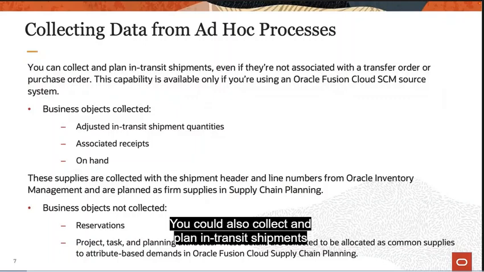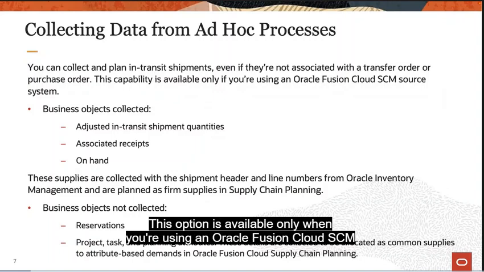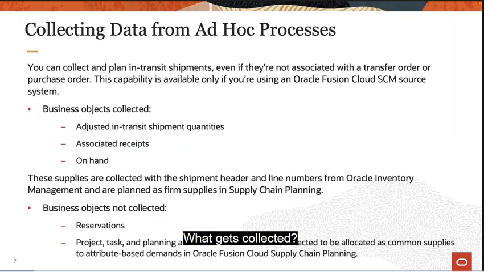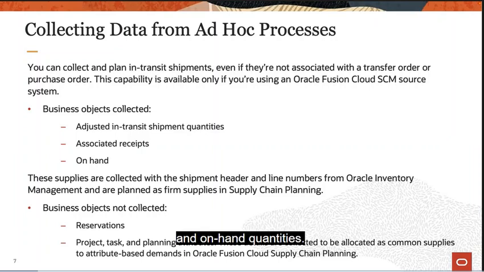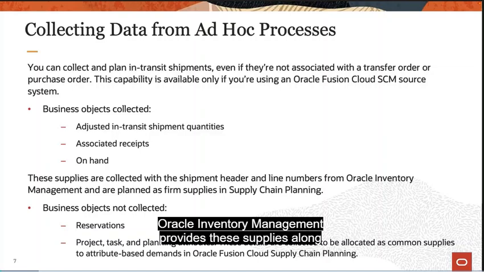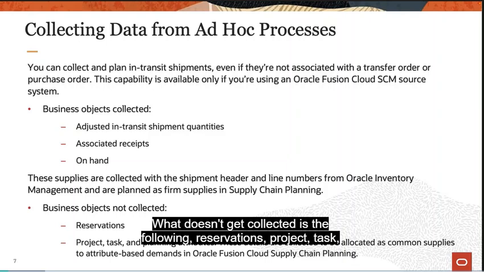You could also collect and plan in-transit shipments, even when they aren't tied to a transfer order or a purchase order. This option is available only when you're using an Oracle Fusion Cloud SCM source system. What gets collected? Adjusted in-transit shipment quantities, associated receipts, and on-hand quantities. Oracle Inventory Management provides these supplies along with the shipment header and line numbers, and supply chain planning treats them as firm supplies. What doesn't get collected is the following: reservations, project, task, and planning attributes. Those attributes aren't brought in with in-transit shipments.